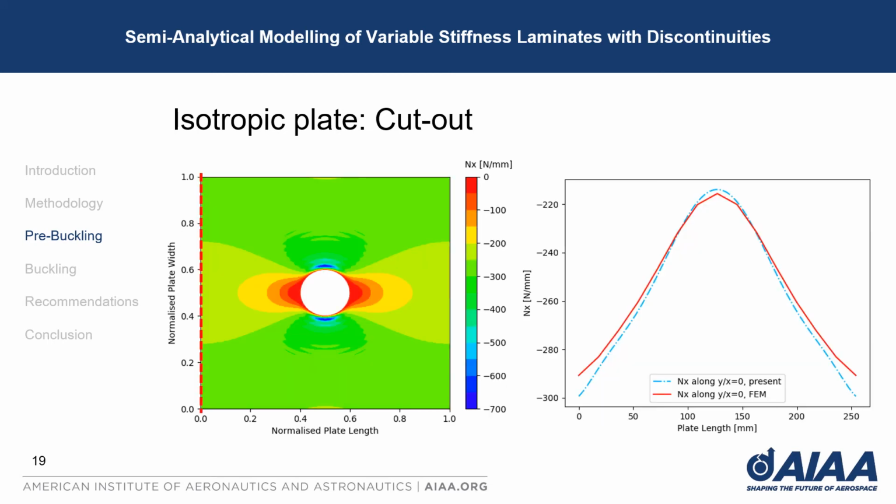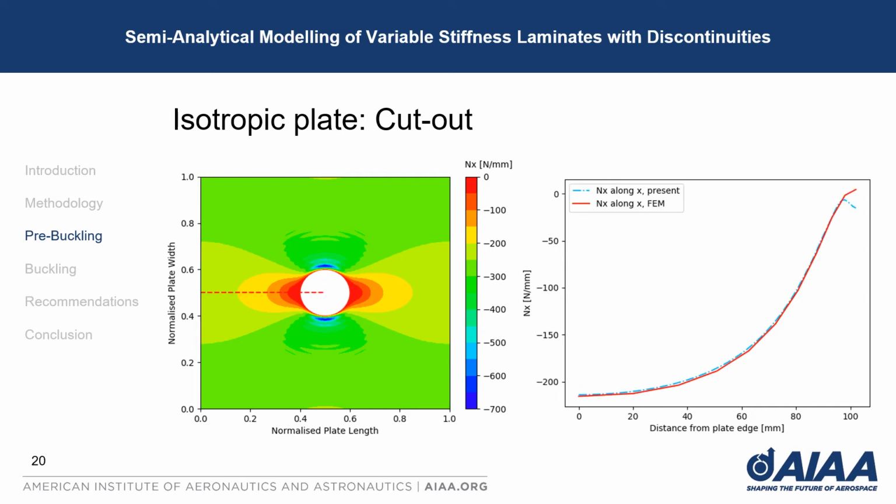When looking at several sections of the plate and comparing the results, it provides some more insight. So here we take a look at the approximation provided due to the applied displacement along the vertical edge. There are some differences, but overall there's a good agreement. If we take a look along the half width of the plate, moving towards the cutout, again we see a good agreement minus a small difference at the cutout edge.